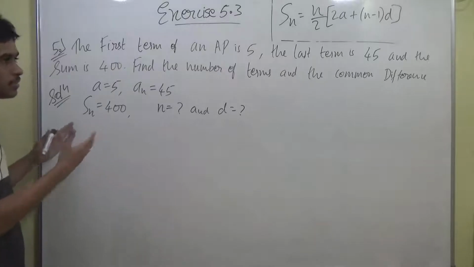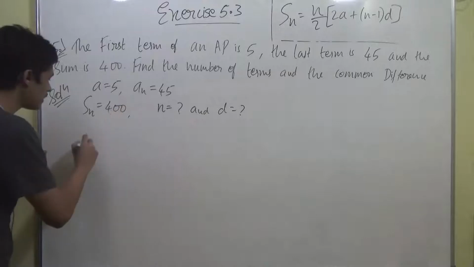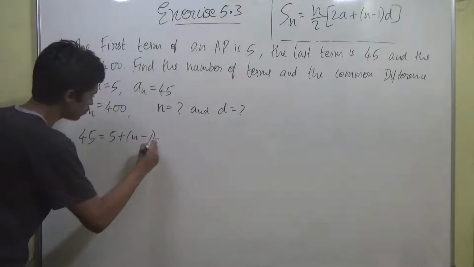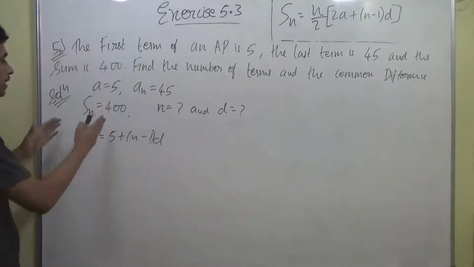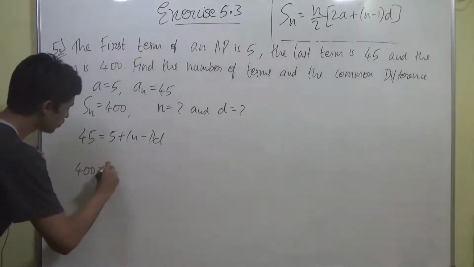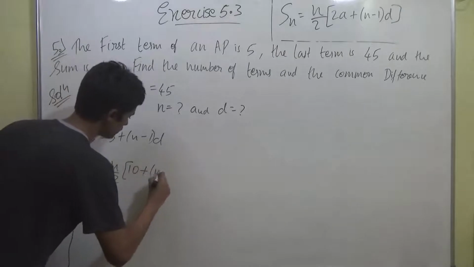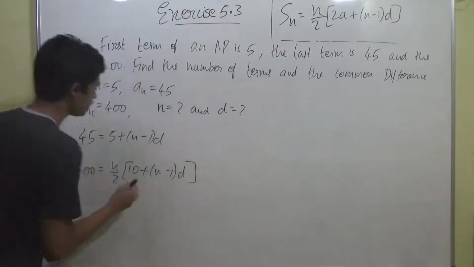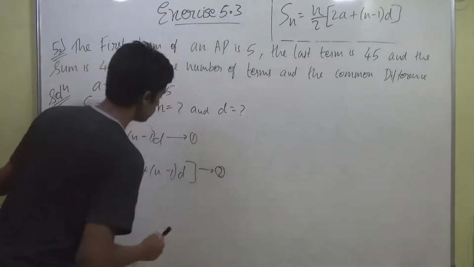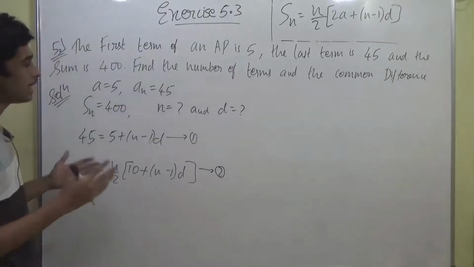So first let's write the equations with whatever we have. So a of n equal to a plus n minus 1 into d. So 45 equal to a plus n minus 1 into d. I guess this is your first equation guys. And the second equation we can get from the value of S of n, which is 400, equal to n by 2 into 2a, which becomes 10, plus n minus 1 into d, right? So this becomes your equation 1 and this becomes your equation 2. Now by solving these 2 equations, I'm pretty sure you'll get the value of n and d, right?